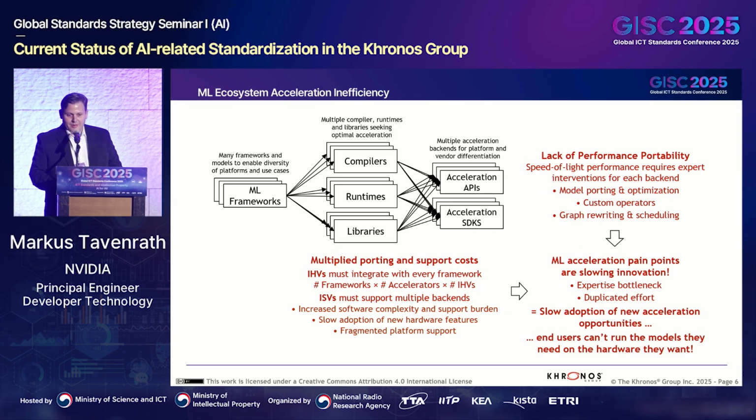So let's take a closer look why we need so many experts. On the left side, we have machine learning frameworks, and there are many frameworks. In the center, we have the compilers, runtimes, libraries, and all of those are seeking optimal acceleration. And the reason why there's so many is that everyone tries something else and wants to compete. And on the right side, we have acceleration APIs and SDKs, depending on whether you want to support a specific NPU or something more generic like Vulkan or OpenCL. And we have a huge combinatoric explosion of potential combinations.